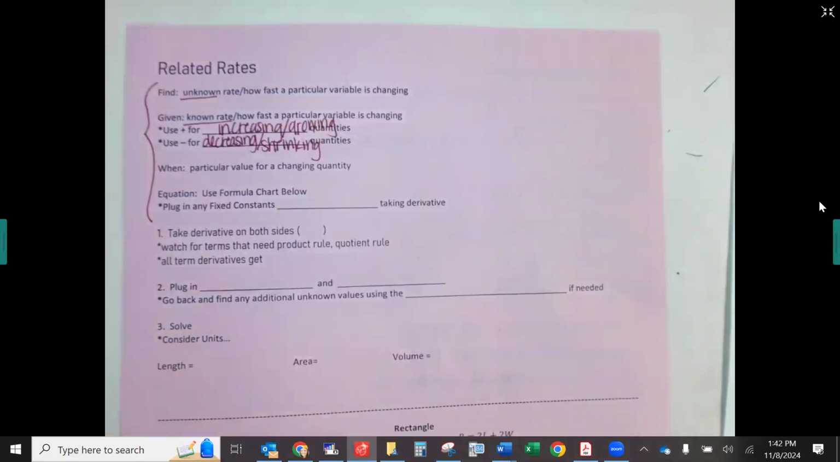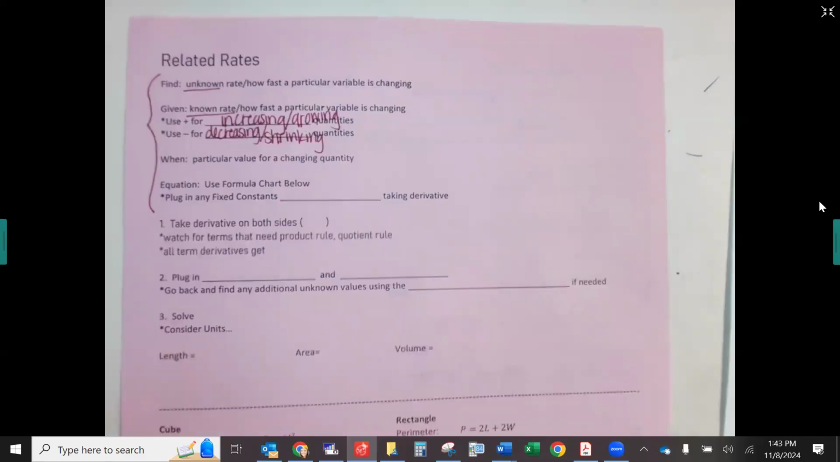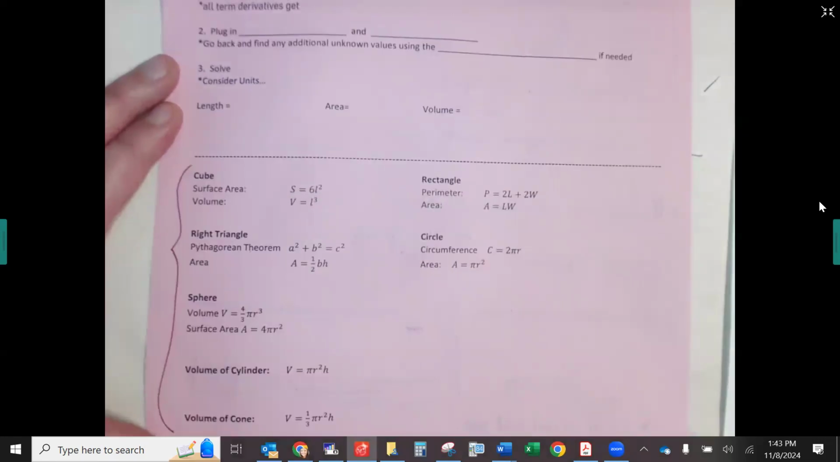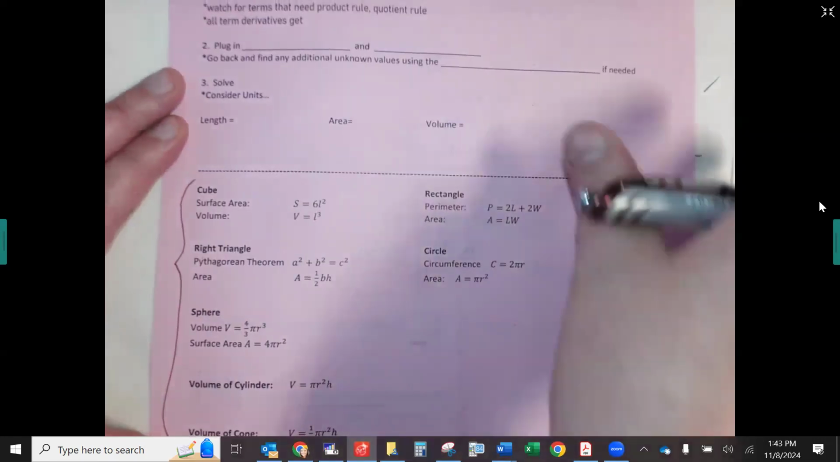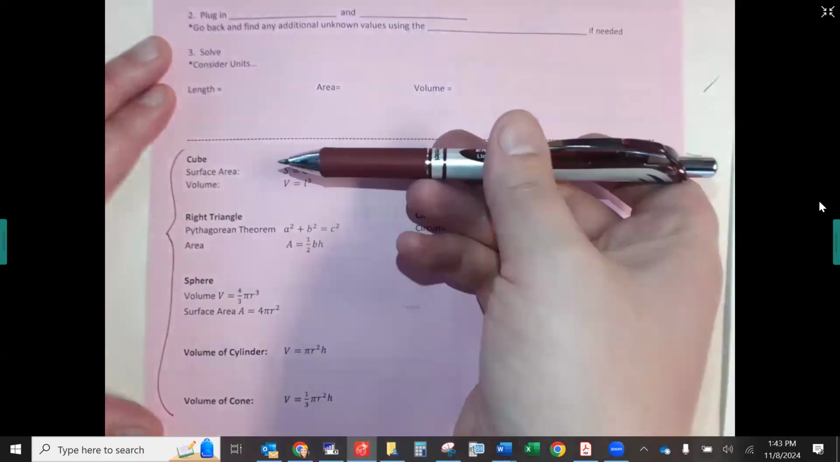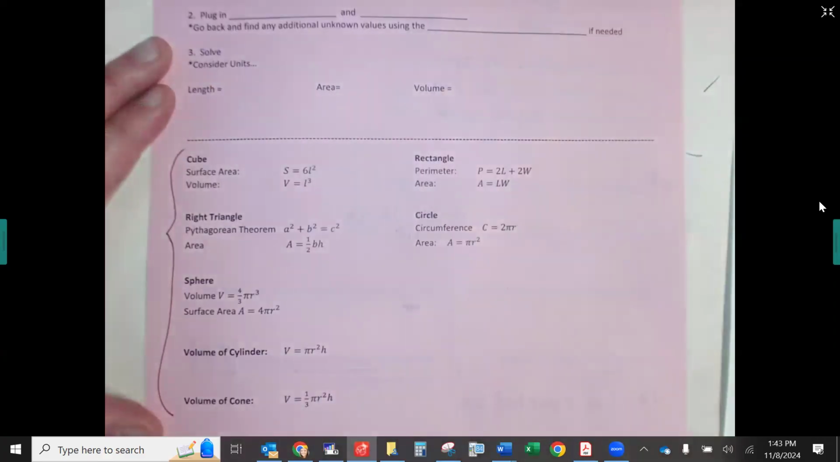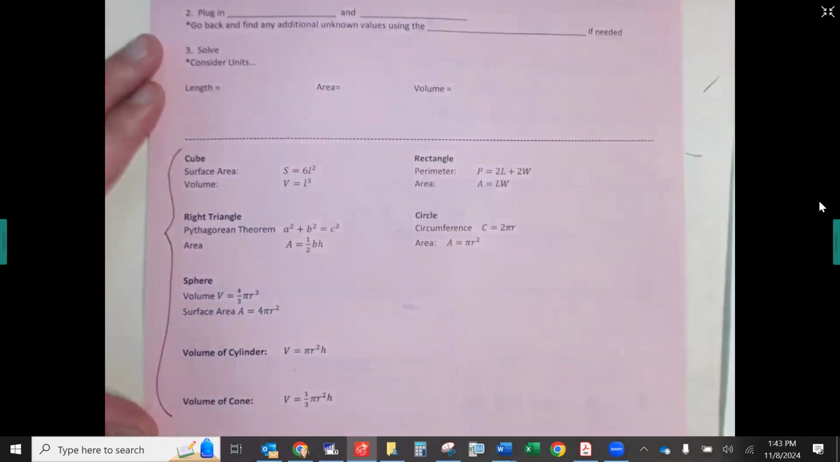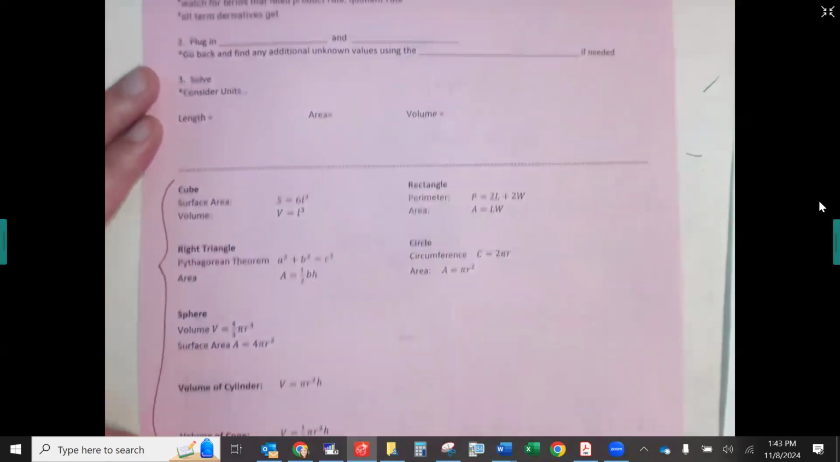Okay, also think about things like if an ice cube is melting, if a tank is draining, okay, all of those would also give you negatives. Okay, your when is a particular value for a changing quantity. We've talked about that. And then for your equation, I've given you all the same formulas that you had in your notes, okay, down here at the bottom. So you will not be able to use your notes for related rates, but you have all the formulas you need right here. Okay? You get to use this cheat sheet. You don't get to use the notes that had all the formulas on the front.